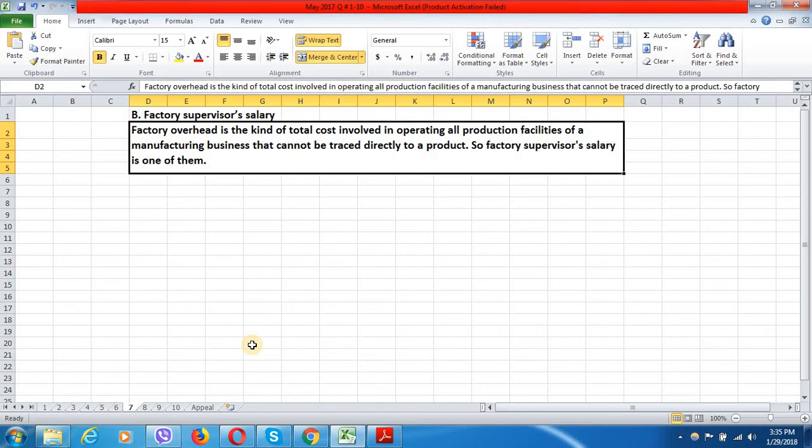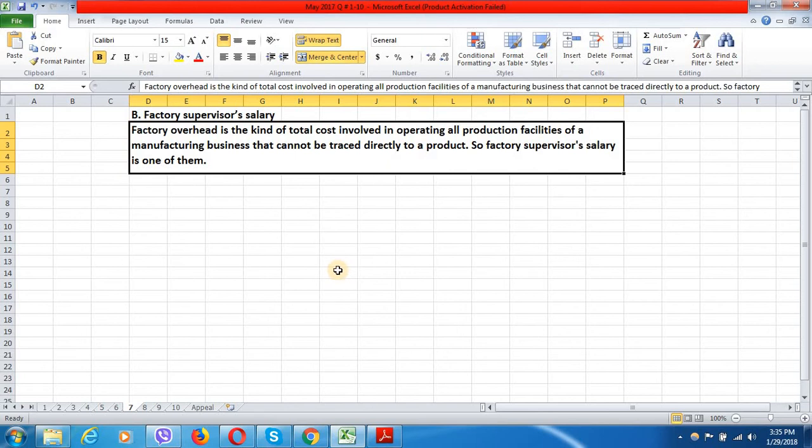Factory supervisor's salary. Factory overhead is a kind of total cost involved in operating all production facilities of a manufacturing business that cannot be traced directly to a product. So factory supervisor's salary is one of them. That's why the answer of this question is factory supervisor's salary.